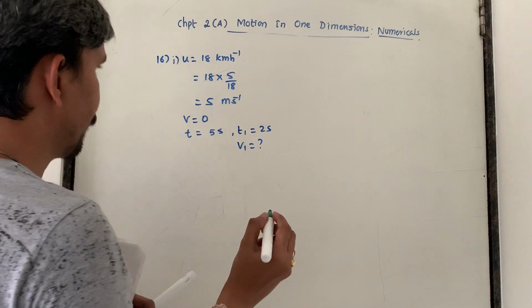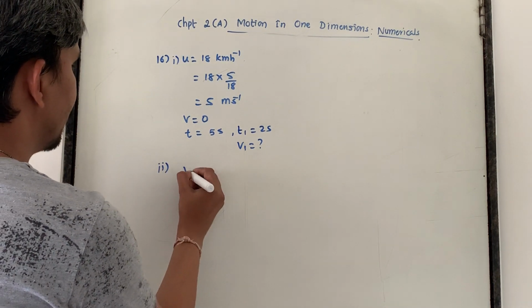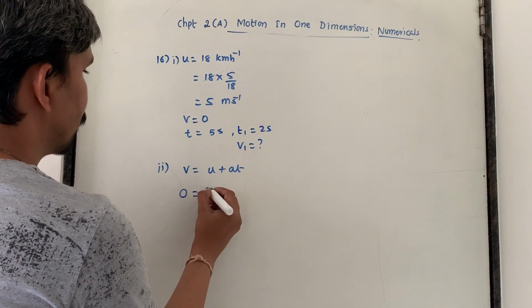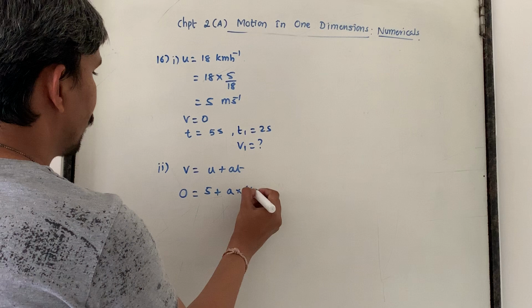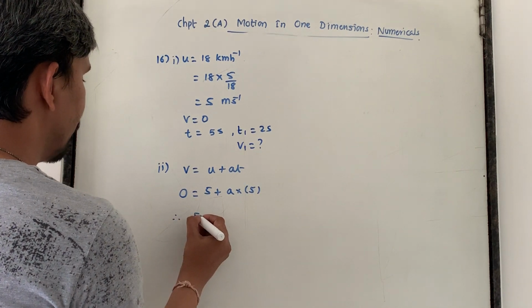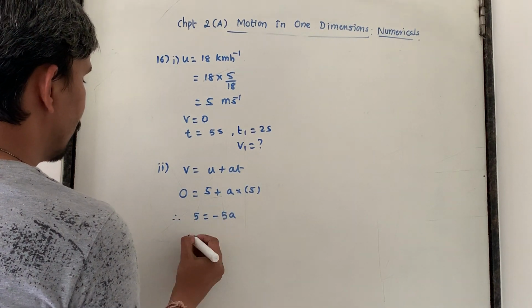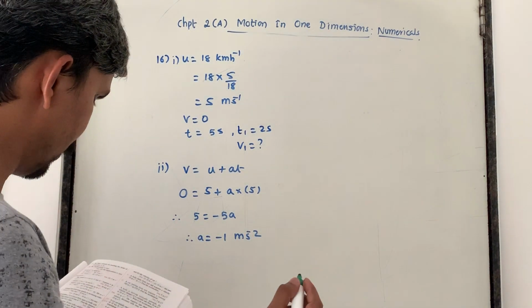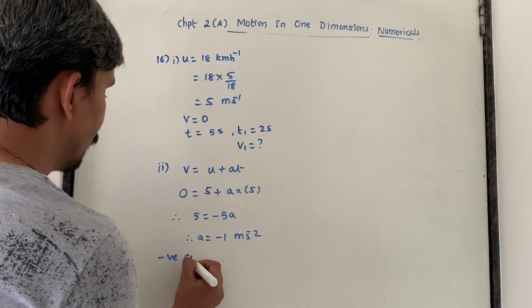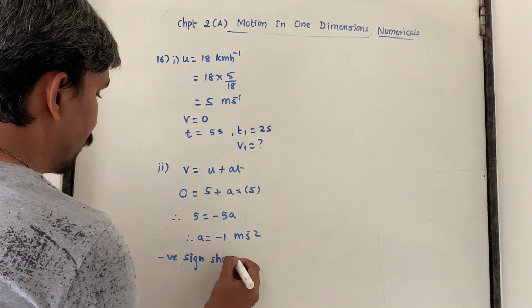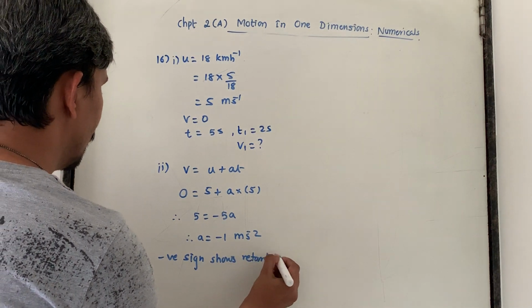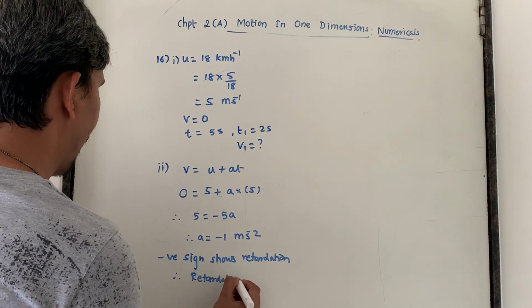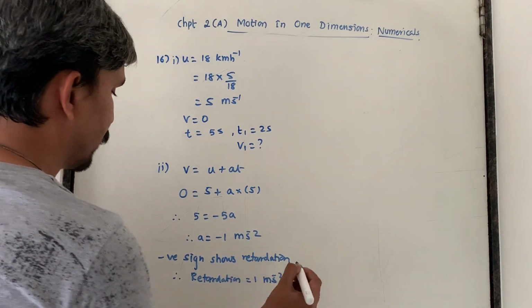v1 they want. For the first and second part, you write here v is equal to u plus at. This is your 0. u is how much? 5. a is unknown. t is 5. So I can write this as 0 is equal to 5 plus 5a. So a is equal to minus 1 meter per second square. So here the negative sign shows retardation. Therefore, retardation is equal to 1 meter per second square.